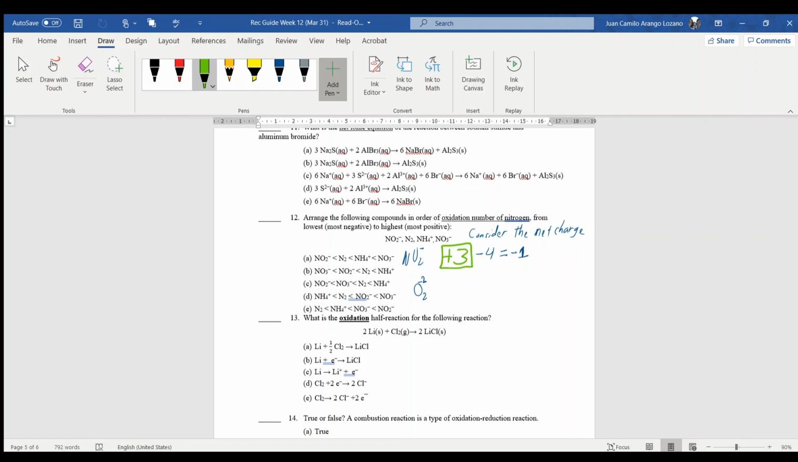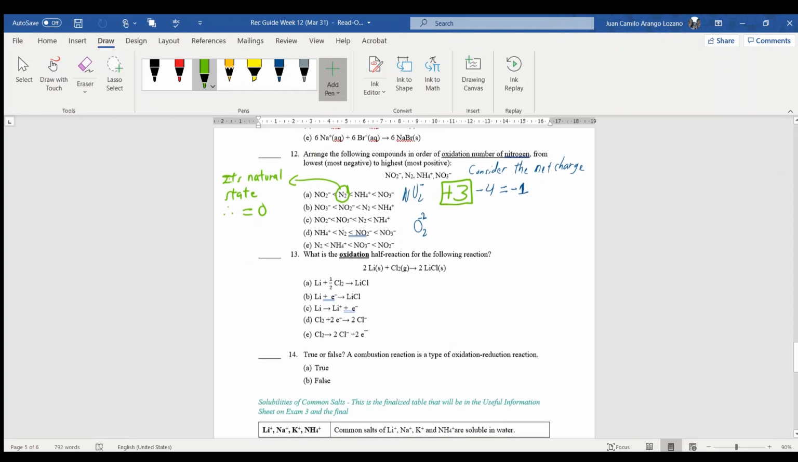It is the same exercise for the rest of them with one exception. The only exception in this case is going to be N2. Why? Because remember that N2 is nitrogen in its natural state, and therefore its formal charge is going to equal 0. Okay?